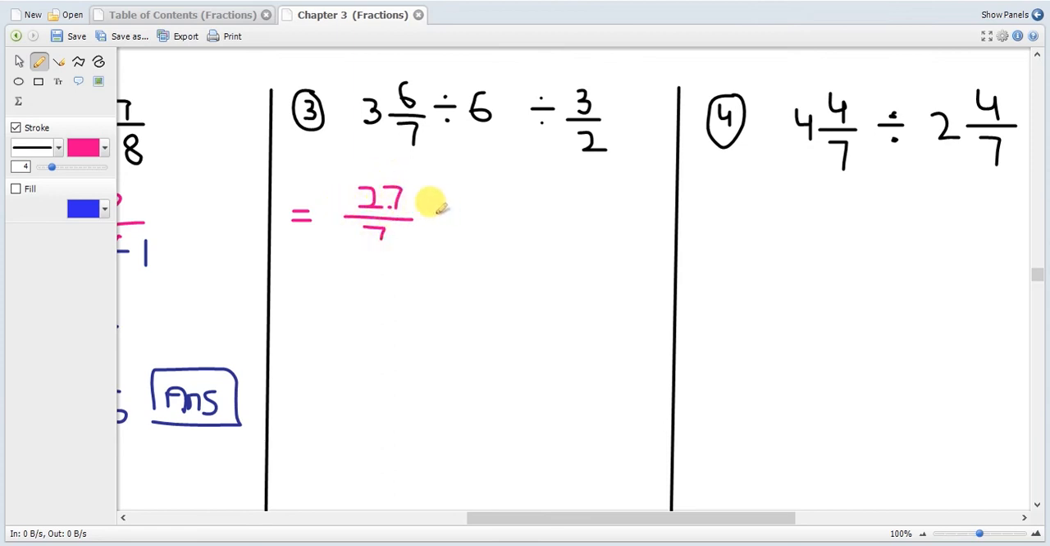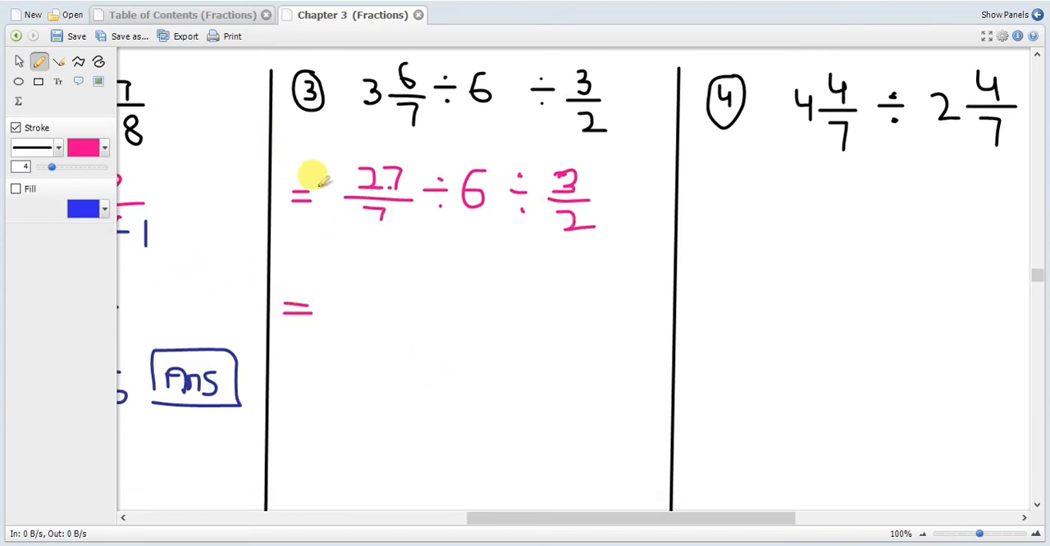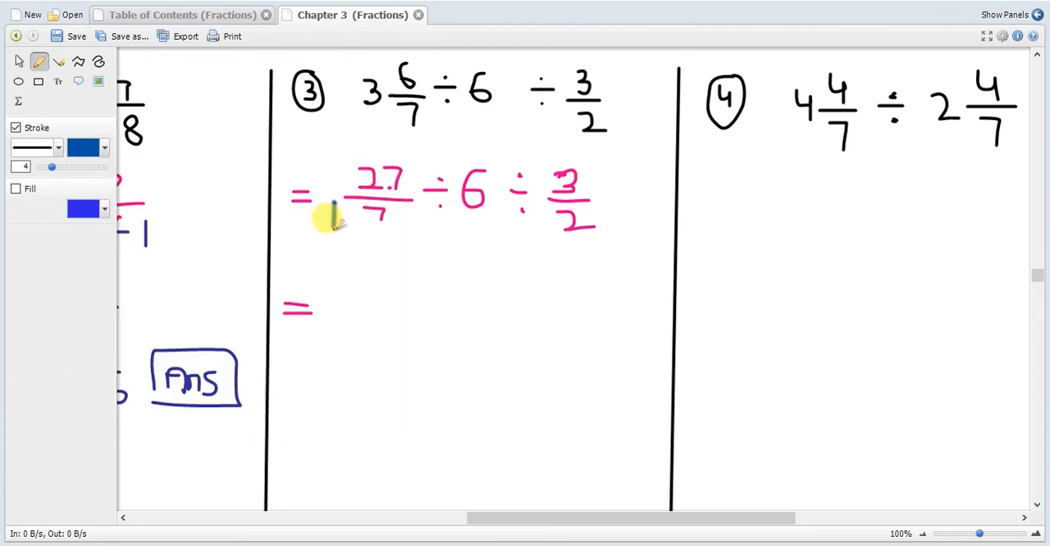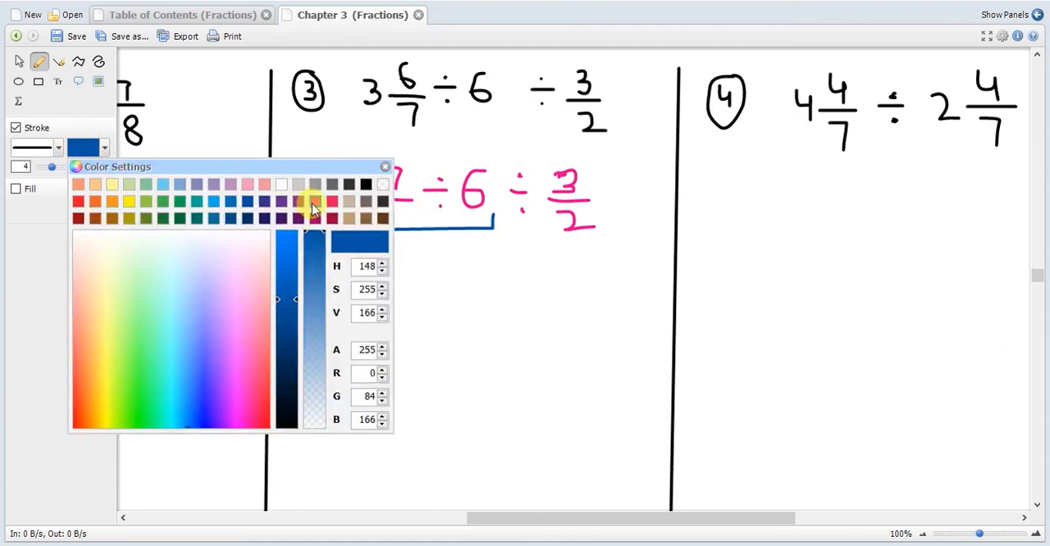So 27 upon 7 divided by 6 and then again divided by 3 over 2. Sometimes it's very difficult to write it using a mouse. Okay, now in this case we are getting 3 fractions at the same time. Again, I would recommend you to solve the first 2 fractions first, reduce them, and then move on to the third one, right?